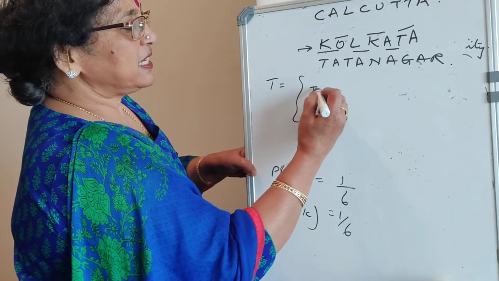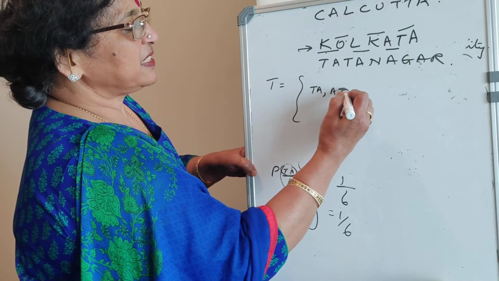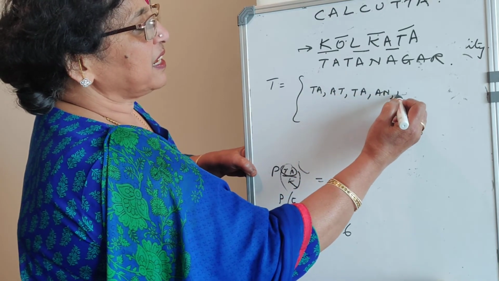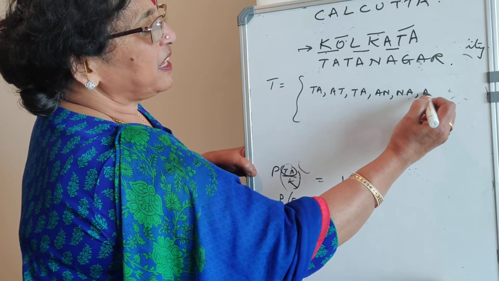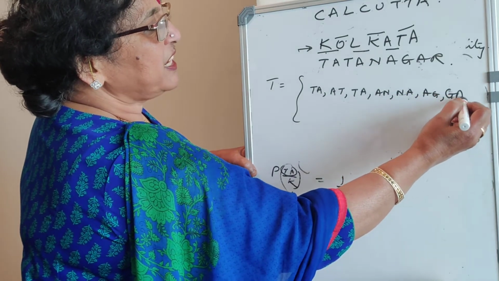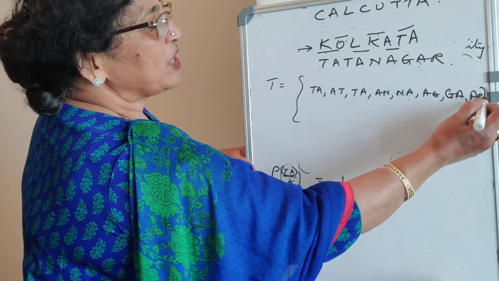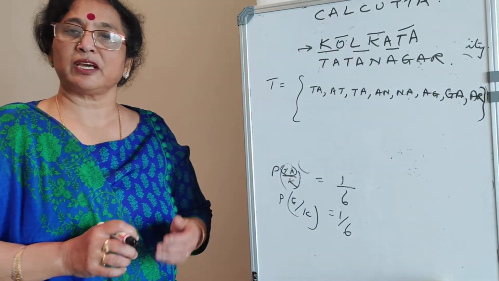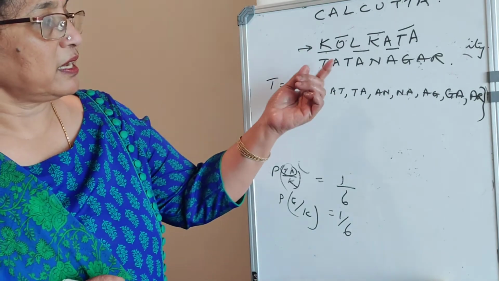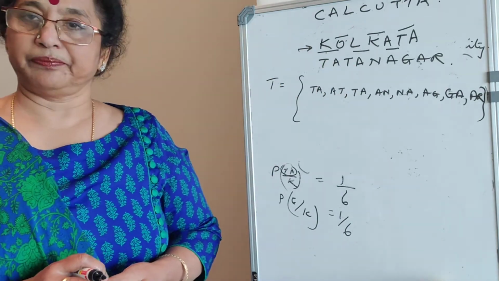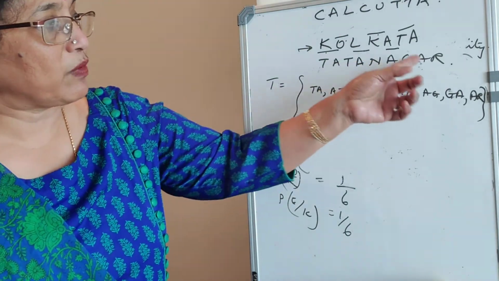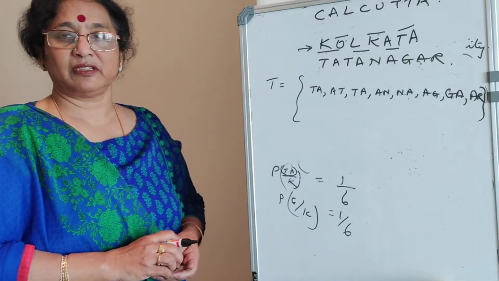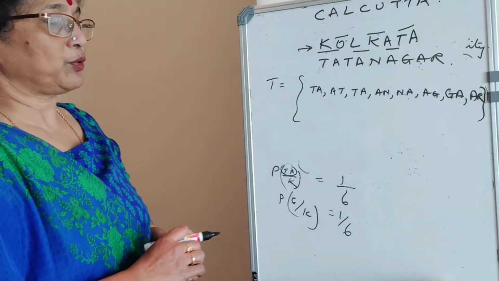So the pairs are TA, AT, TA, AN, NA, AG, GA, AR. I'm just pairing two consecutive alphabets, one next to the other, because the rain has left the TA. It's not that one T is from here and one from A. Okay, the Tata's TA is left. The rainwater has rubbed it that way.